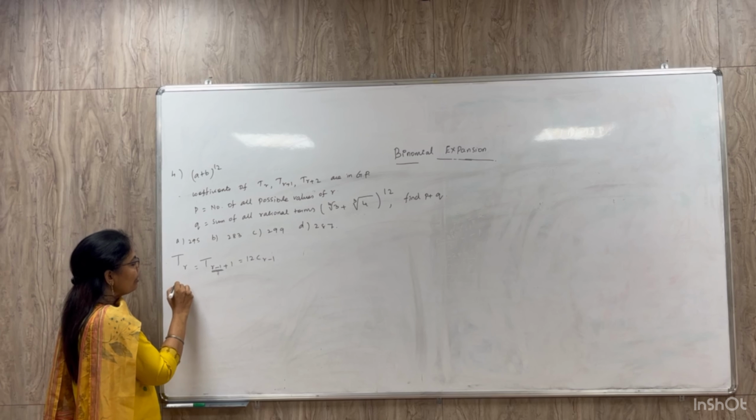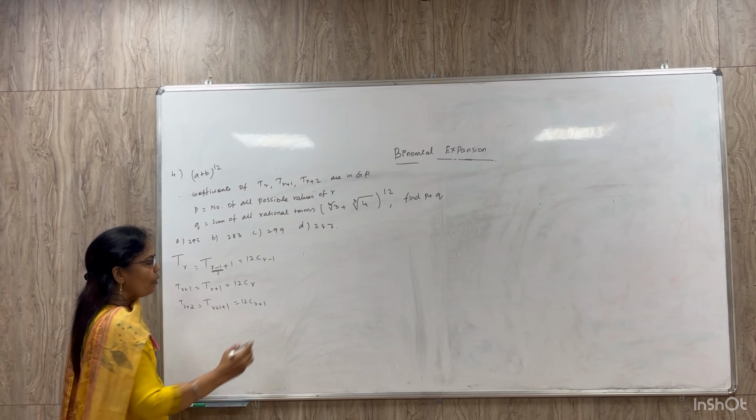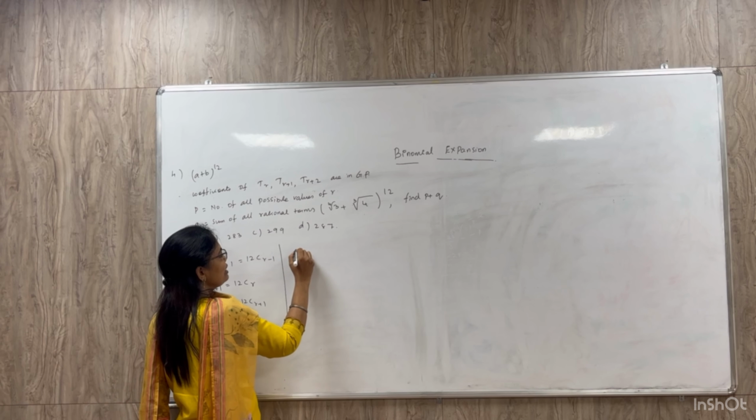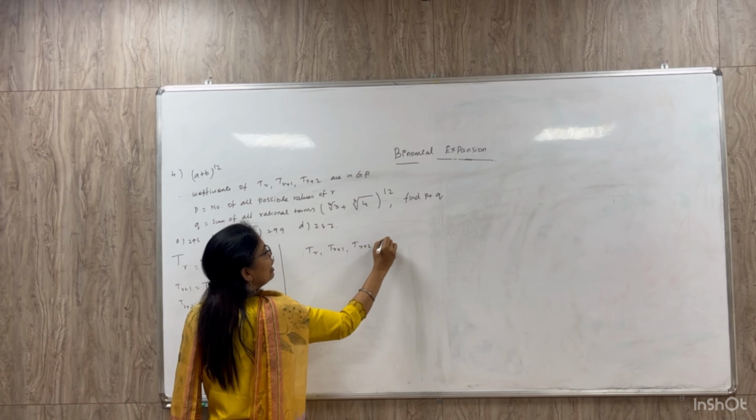Next, T_(r+1). r plus 1 is not a problem because it is in the proper form, so here the r will be r. Next, T_(r+2) can be written as T_(r+1+1), so here the r will be r plus 1, so 12C(r+1). Okay. Now use the concept one by one. First they told these are in GP, so T_r, T_(r+1), T_(r+2) are in GP.